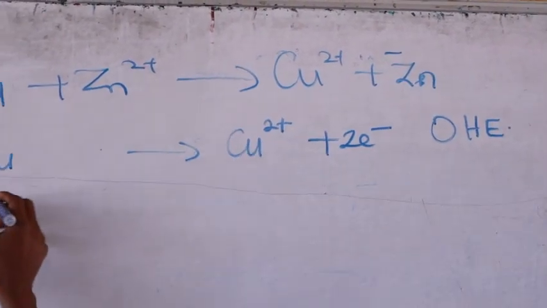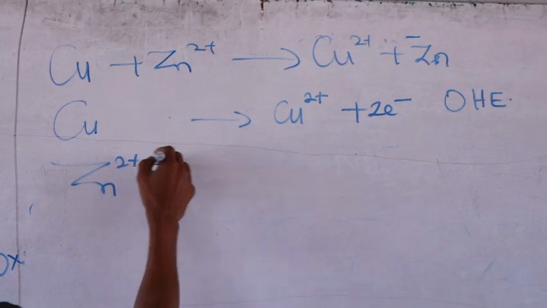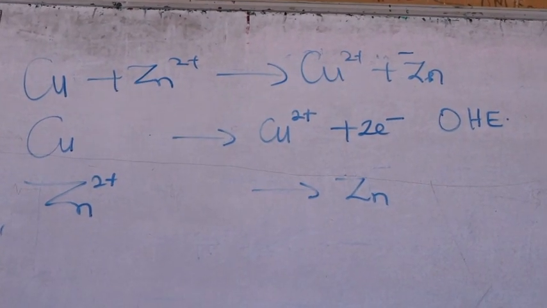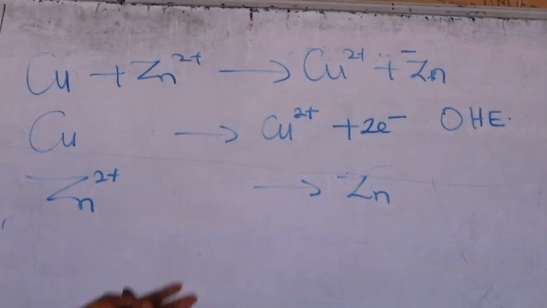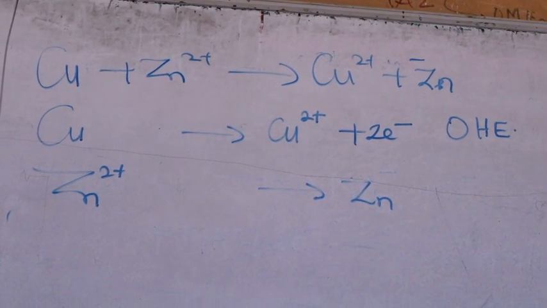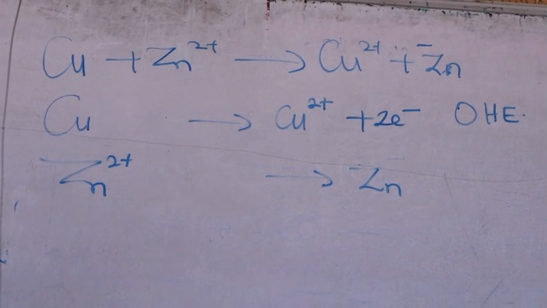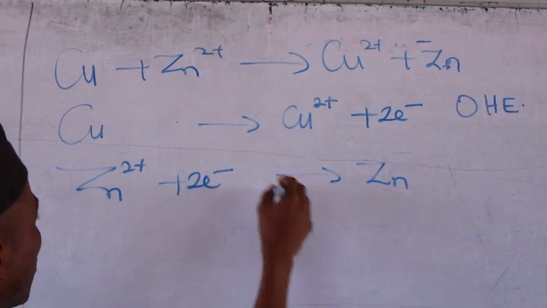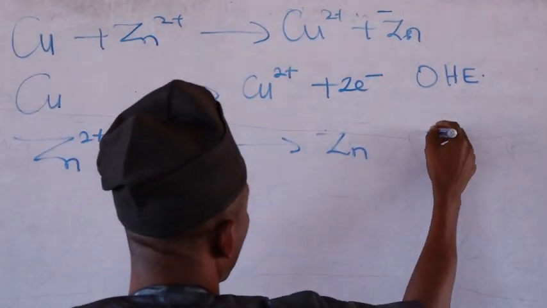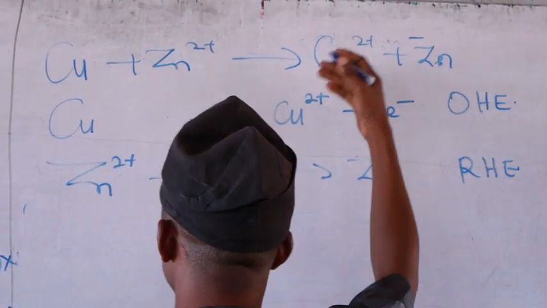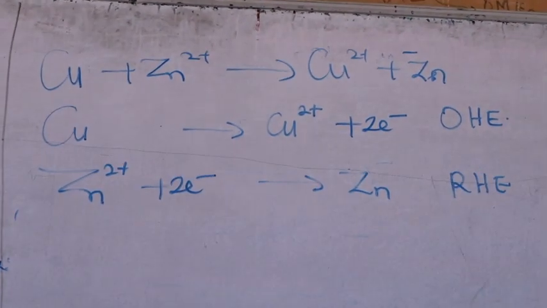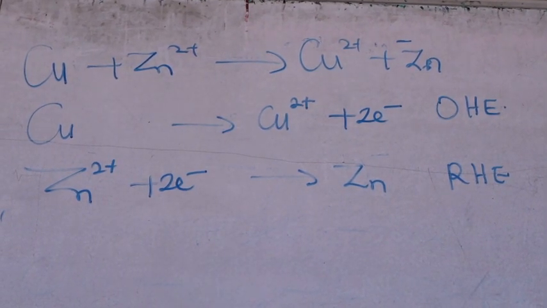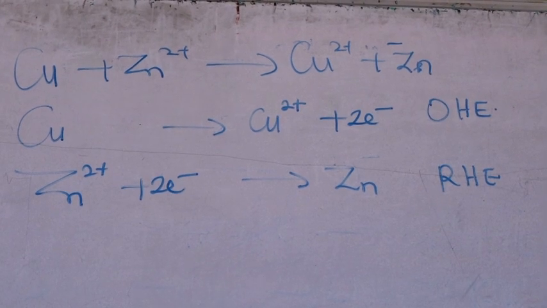Then we have Zn2 plus going to Zn. For zinc ion to become zinc atom, it means zinc has gained 2 electrons. So that means we add 2 electrons to this. And this is reduction equation. So we have been able to break the equation into 2 halves. One for oxidation half equation and the other one for reduction half equation.